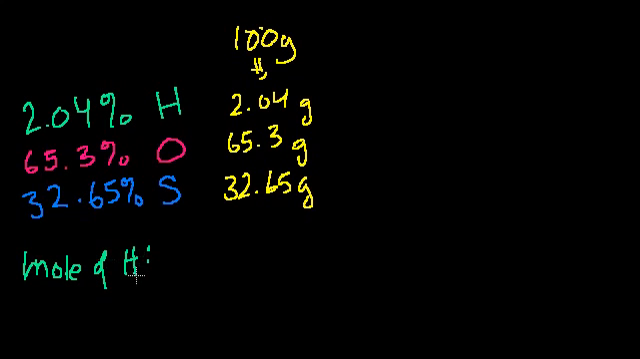If you have a mole of hydrogen atoms, 6.02 times 10 to the 23 hydrogens, then you take hydrogen's atomic mass number in atomic mass units, and it'll be that many grams of hydrogen. So if we have 2.04 grams of hydrogen, how many moles do we have? Well, 1 mole is 1 gram, so we have 2.04 moles of hydrogen.